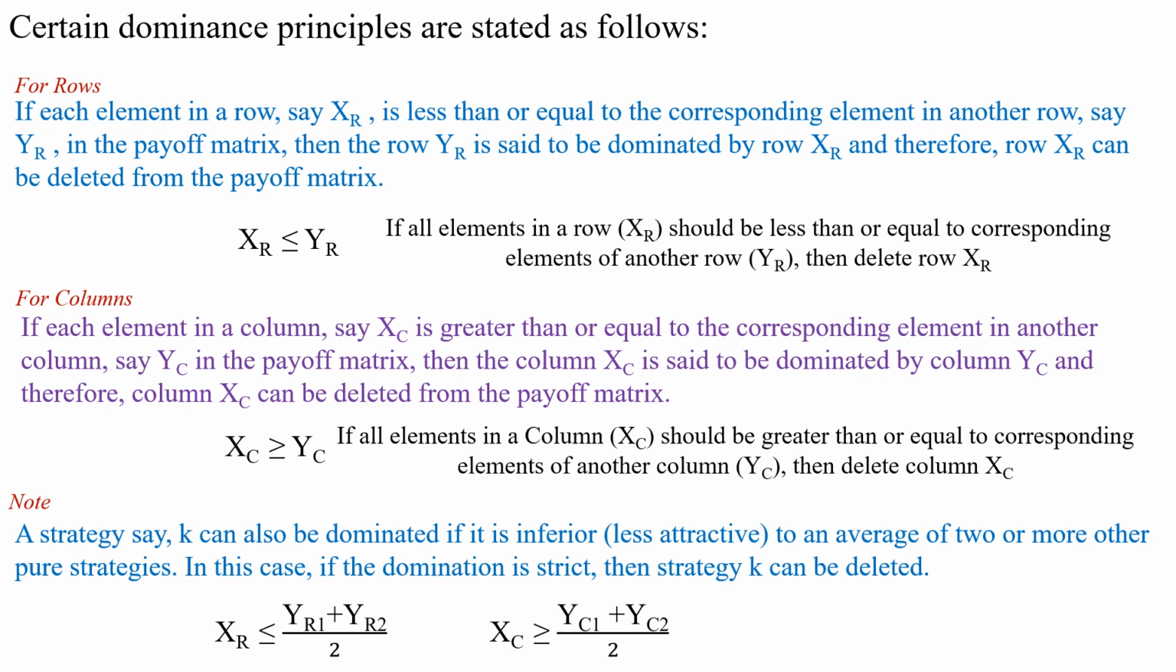And one more thing, sometimes a strategy, let us consider strategy K, can also be dominated if it is inferior to the average of two or more pure strategies. In this case, if the domination is strict, then the strategy can be deleted. That is, strategy K can be deleted. Which means sometimes you have to compare the rows and columns with the average of the other respective rows and columns. So these are the domination principles.